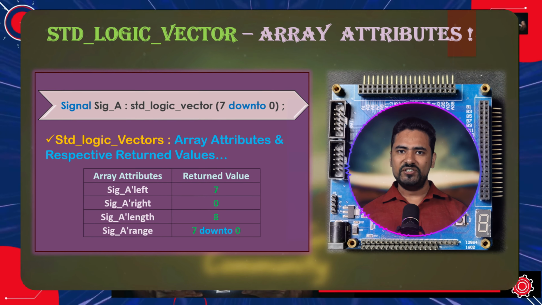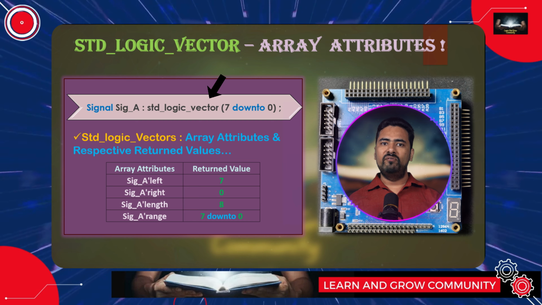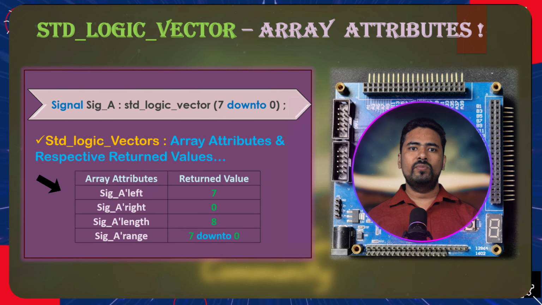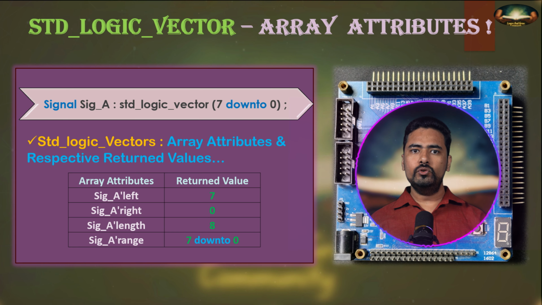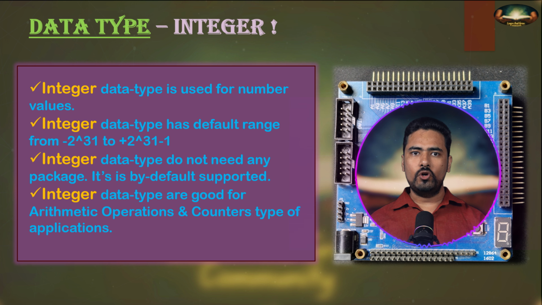Hi. In the last session, we talked about the std_logic_vector data type, and we talked about the array attributes. We also discussed how you can use those array attributes to code your VHDL designs more effectively. Now, in this session, we will be talking about another most important data type, which is integer. And I will tell you about the best practices of using integers in your VHDL designs.